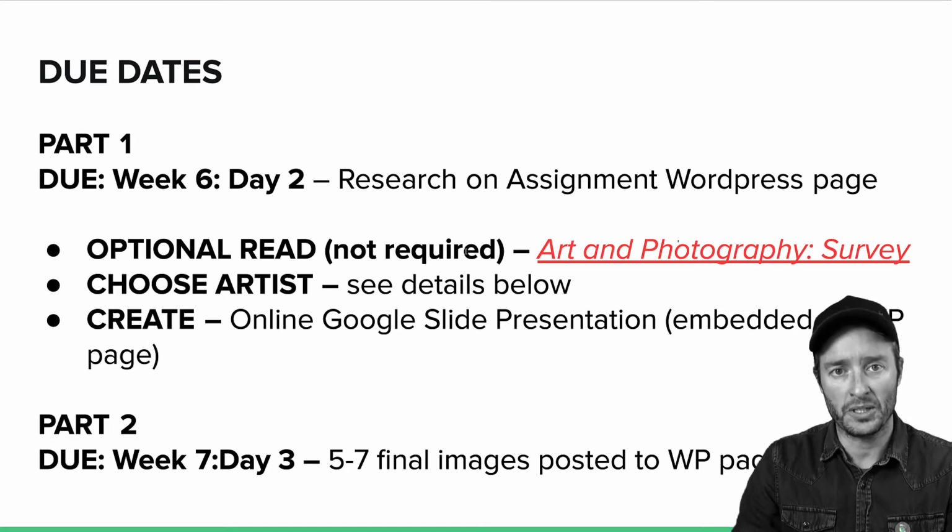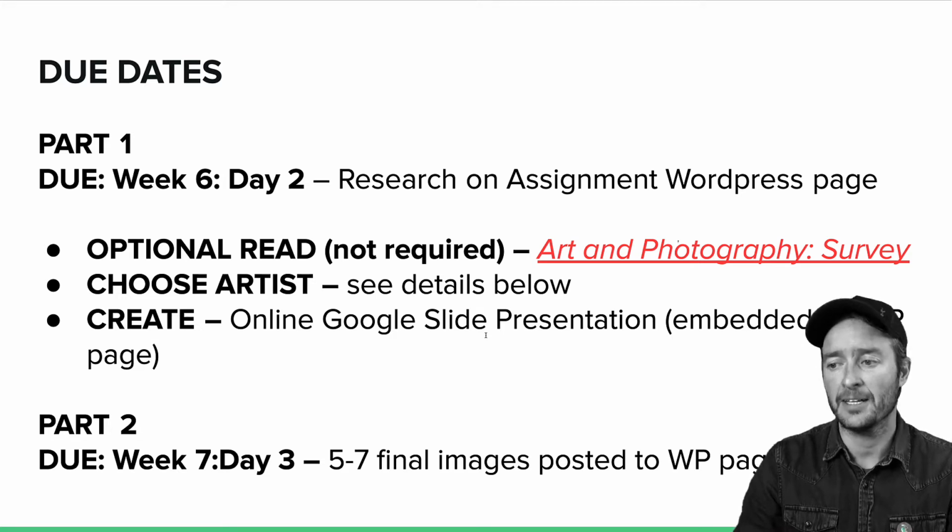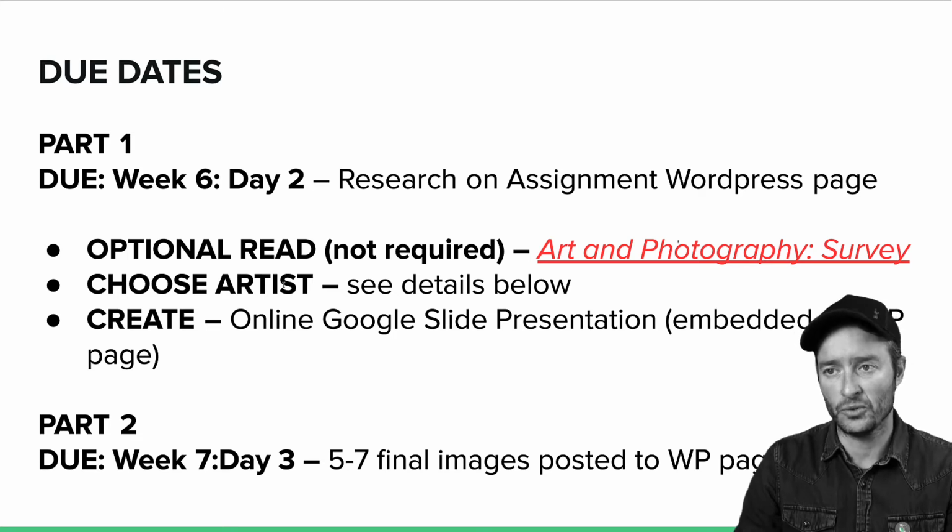So the first part of this assignment is to choose that artist, do research, and create a presentation of their work that I'll detail what I think you should have in that presentation here in a minute. And then part 2 is to create a series of 5 to 7 final images that you're going to present and post onto your WordPress page as well. So you'll create a single WordPress page dedicated to your research and presentation, and then a second part will be the images created in a gallery format.